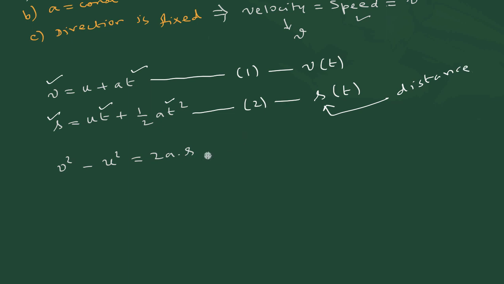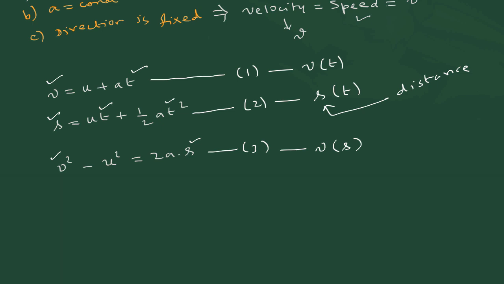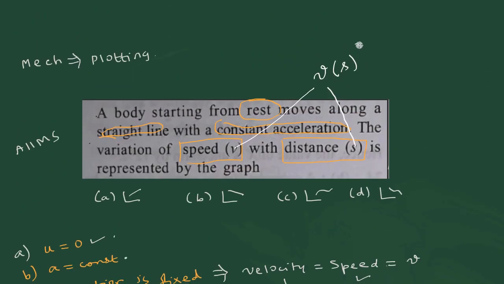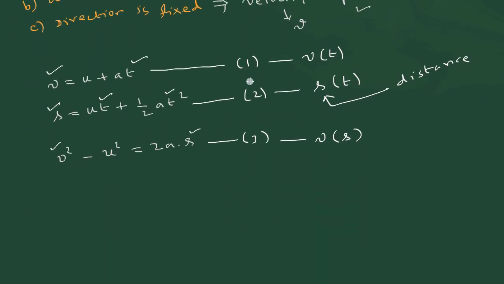Come to the third equation. So this is the third equation. I have velocity, I have a distance. Therefore, I can plot velocity as a function of distance. So this clearly tells you that since we are interested in getting the velocity as a function of distance, out of the three equations, equation number 1 and 2 are not suitable, right?